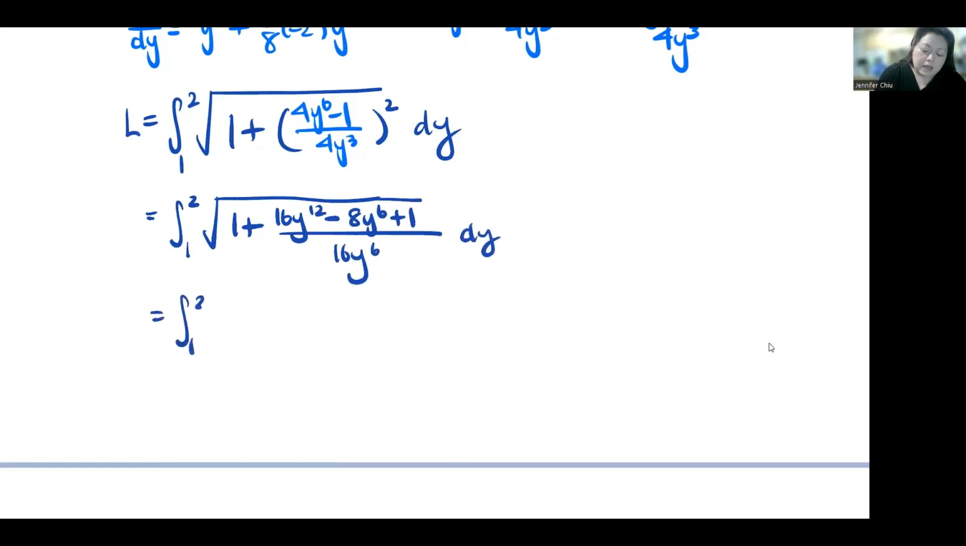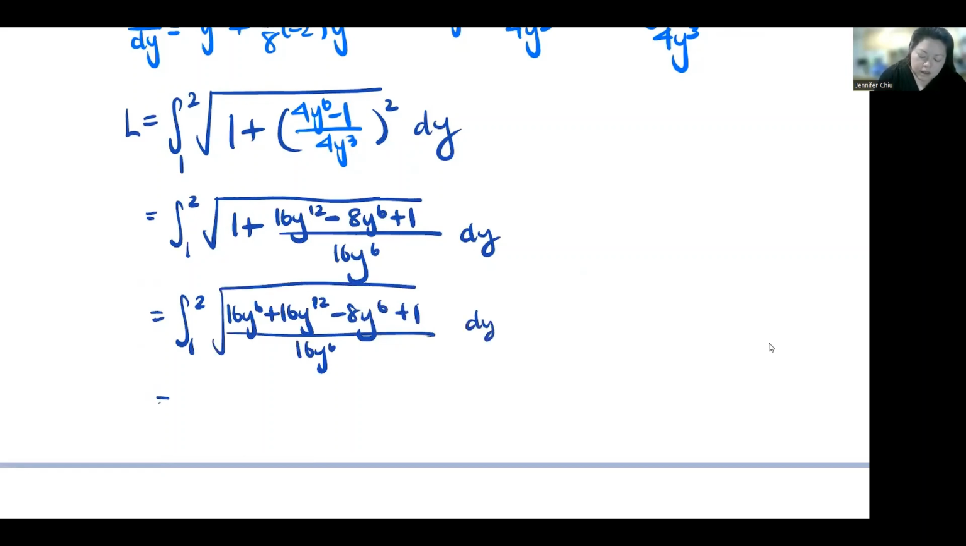Okay, and then combine the 1 next door, make it common denominator. So you get 16y^6 + 16y^12 - 8y^6 + 1 all over 16y^6. Okay, combine like terms. There's only 2 terms that will combine, the y^6. So you get 16y^12 + 8y^6 + 1 all over 16y^6.